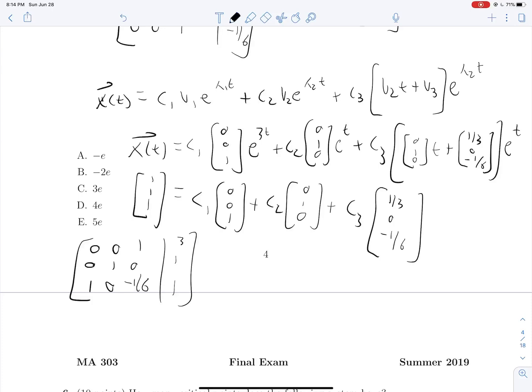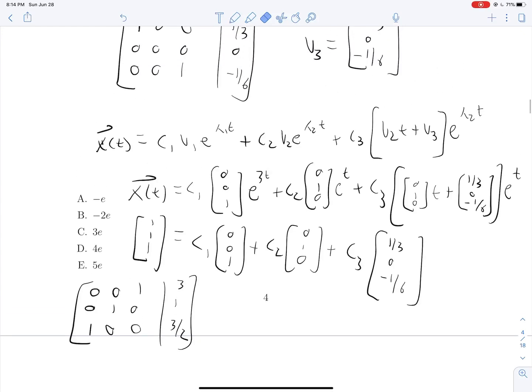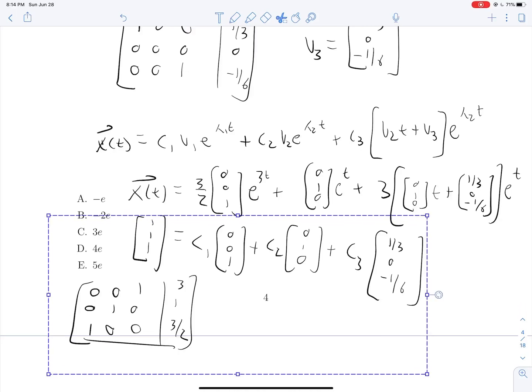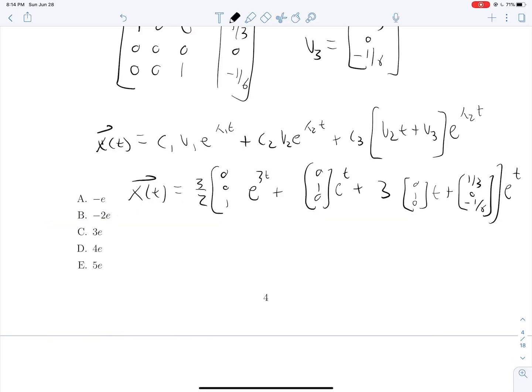Solving, we can multiply row 1 by 3 and add 1/6 times row 1 to row 3. That gives us 0 here, and plus 1/2 is 3/2. So going back up to our x of t, we see that c1 is equal to 3/2, c2 is equal to 1, and c3 is equal to 3. And I'm going to get rid of this so we have some space to actually answer.